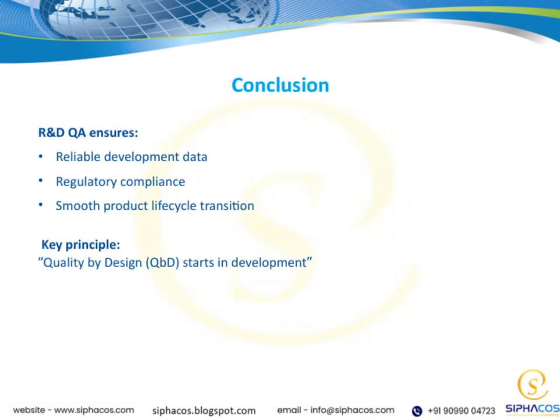In conclusion, I'd like to emphasize that R&D QA plays a critical role in ensuring we have reliable development data, which is the foundation for making informed decisions throughout the product lifecycle. It also helps us maintain regulatory compliance, so our products meet necessary standards and can successfully reach the market. Additionally, a strong QA process supports a smooth transition during the product lifecycle, from development through manufacturing and beyond.